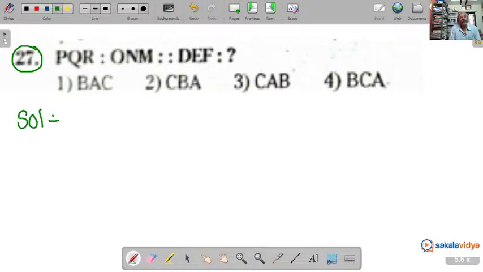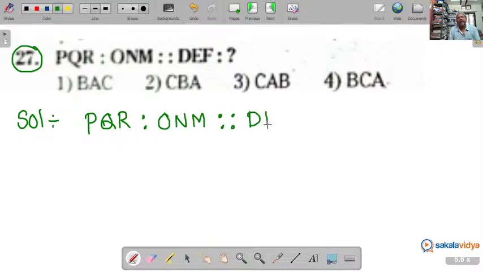See, PQR is related to ONM. In the same manner DEF is related to.